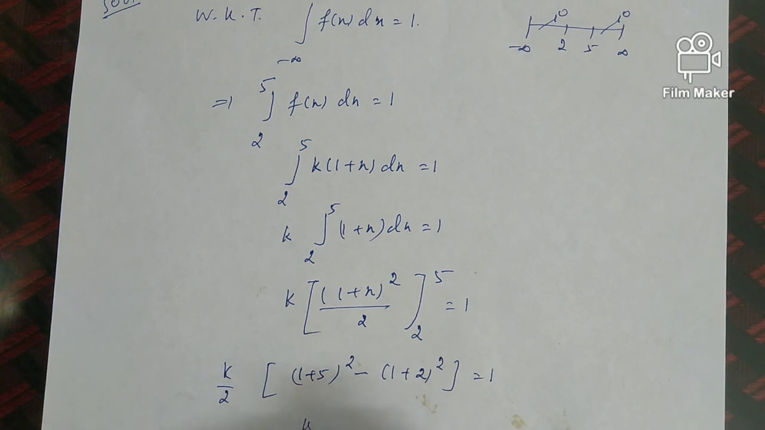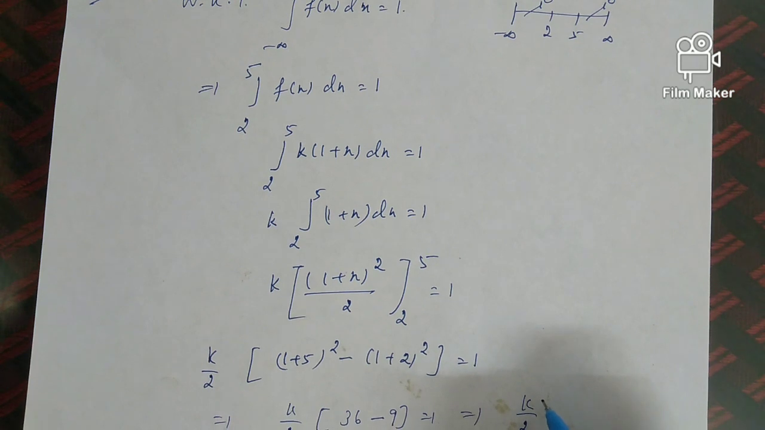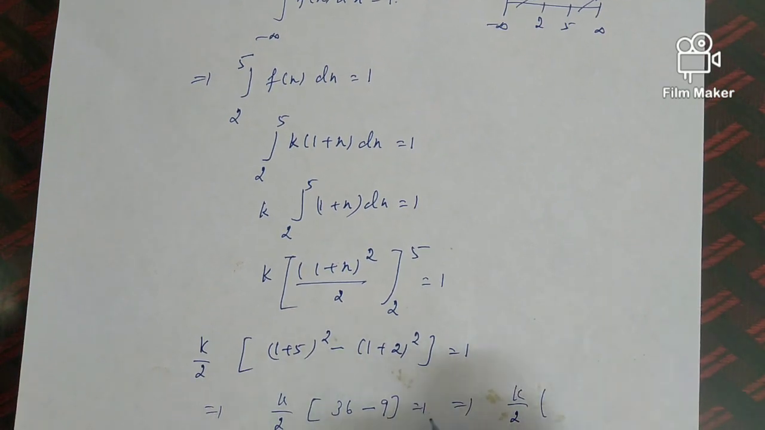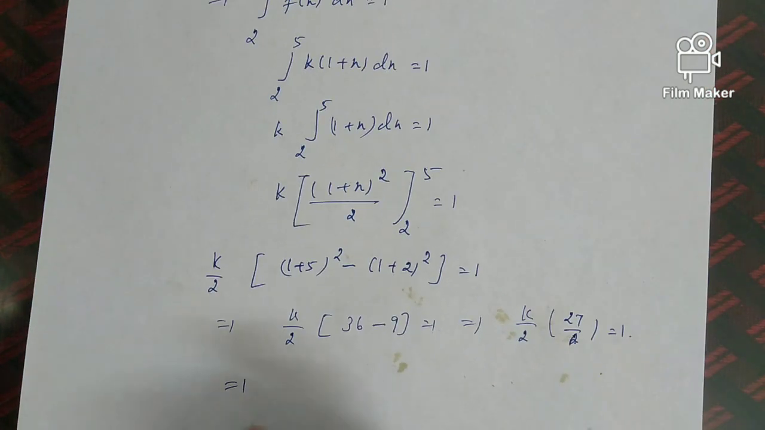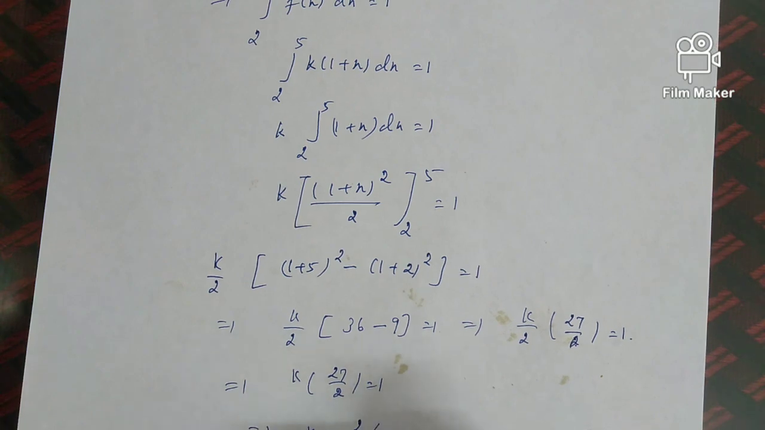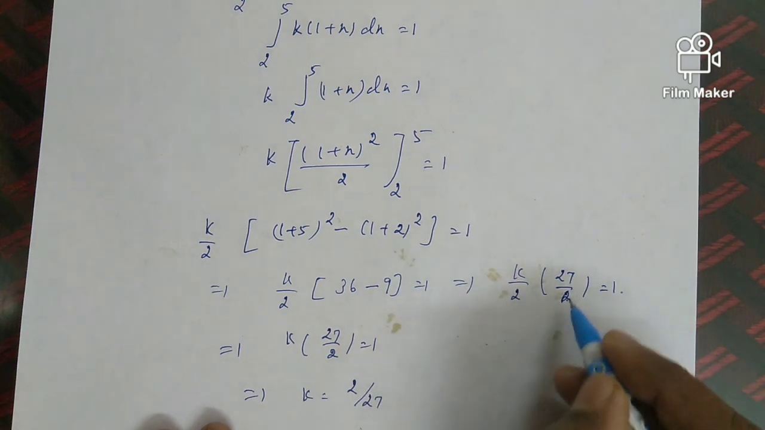Which implies k by 2 into 1 plus 5 is 6, 6 square is 36, and 1 plus 2 is 3, 3 square is 9. So, 36 minus 9 equal to 1, which implies k by 2 into 27, so k into 27 by 2 equal to 1. Which implies k equal to 2 by 27.